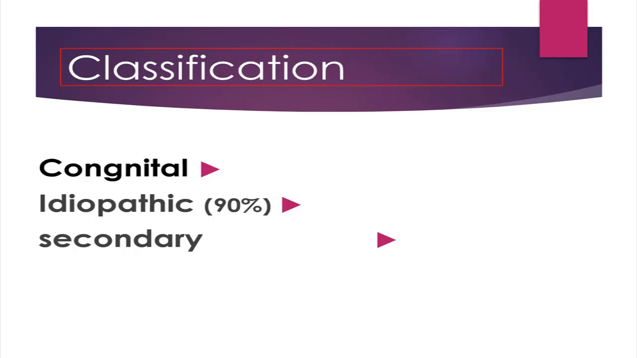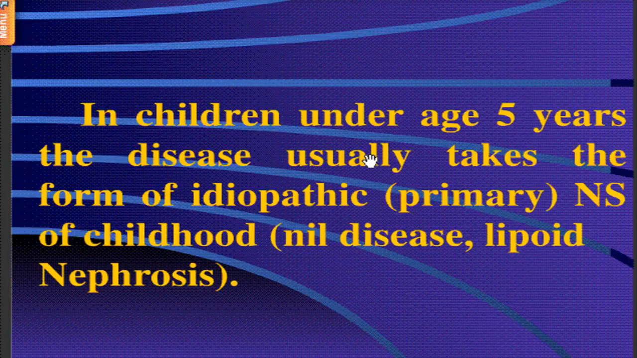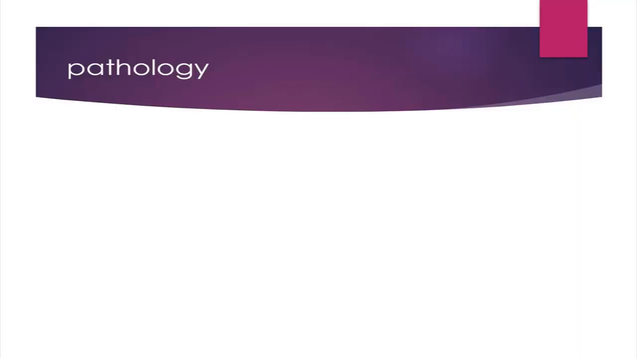We are concentrating on the idiopathic or primary nephrotic syndrome. In children, the disease usually starts between 2 years and 8 years, or less than, we can say, 5 years. And it's usually called a primary or null disease. Why do we call it null? Null because there was nothing in light microscope when examining the biopsy from these patients.